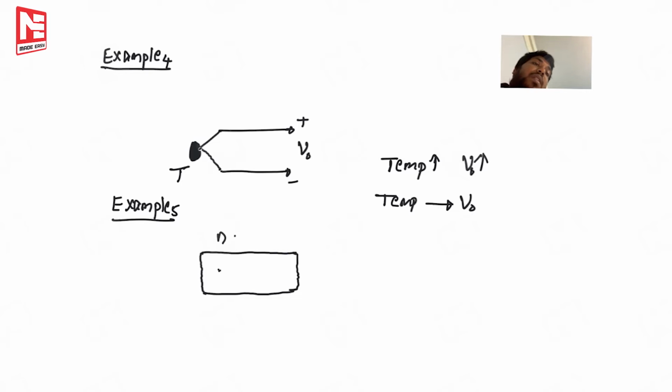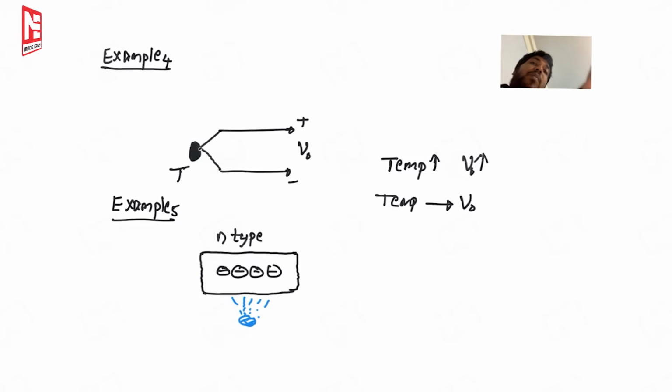N-type semiconductor strip means what? It will have so many free electrons like this. Now, what happens is when you take this semiconductor strip and, with the help of an external heat source, increase its temperature, let us consider this as a heat source, and we are increasing the temperature of this semiconductor strip.